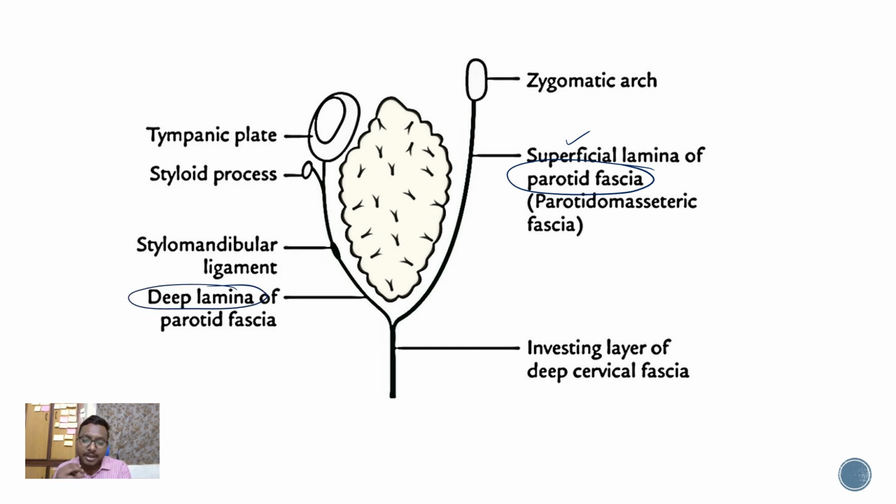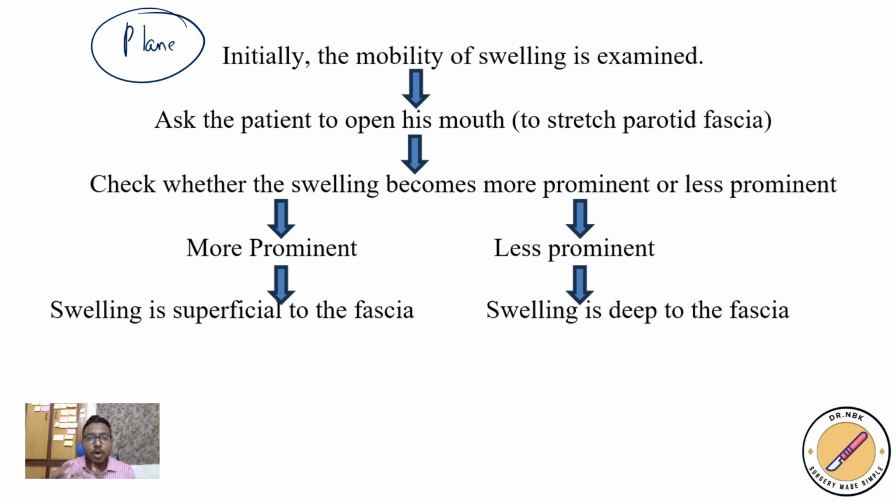Okay, so the next one: our aim is to know whether the swelling is coming from superficial to this sheath or deep to the parotid fascia. How will you do that? Initially, in the resting state, you will examine the mobility of the swelling. Then you will ask the patient to open the mouth. This will stretch the parotid fascia, and you know the math.